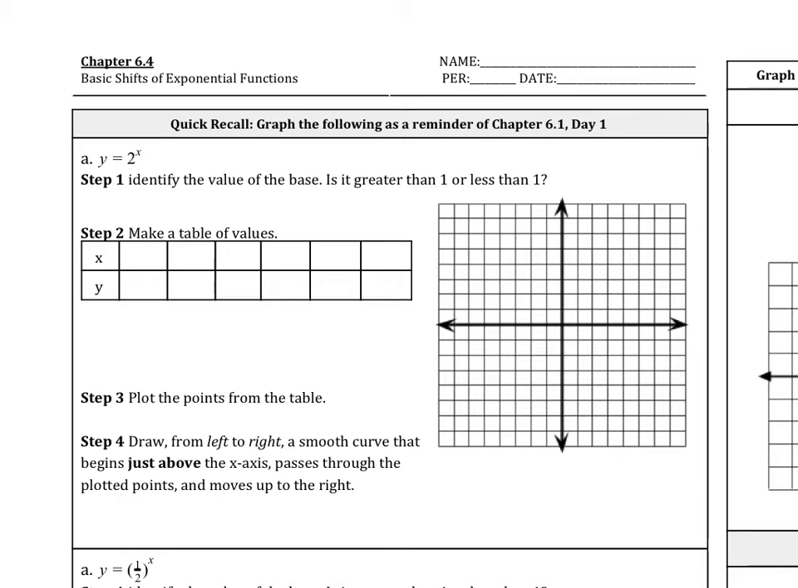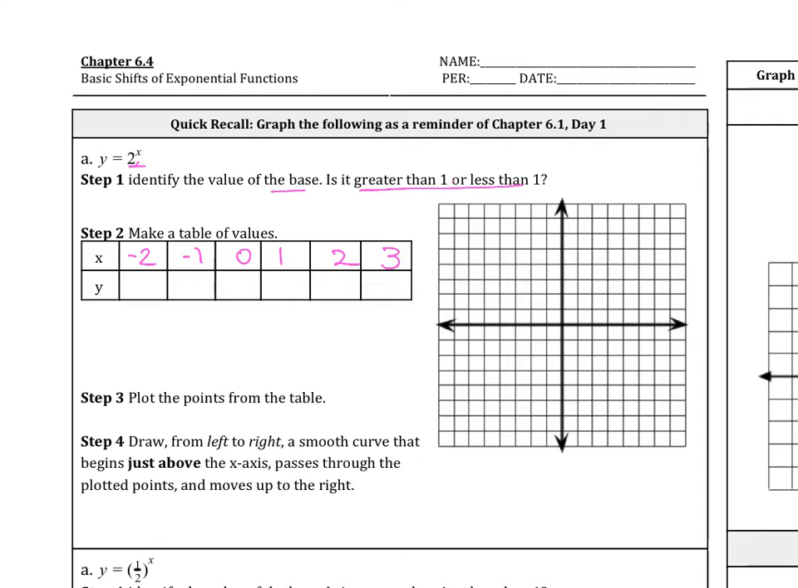Chapter 6.4, we're working on basic shifts of exponential functions. So first, let's recall graphing 2 raised to the x and 1/2 to the x. So first of all, 2 to the x, we know this is an exponential growth function because the base is greater than 1. So 2 to the x, let's pick these values, -2, -1, 0, 1, 2, and 3.